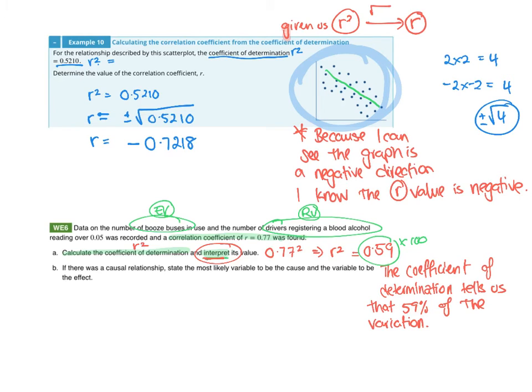Okay, so the coefficient of determination tells us that 59% of the variation in drivers registering a blood alcohol reading, I'm going to say blood alcohol limit, is explained by the variation. So I'm just using that template on the page before. The variation in number of booze buses.